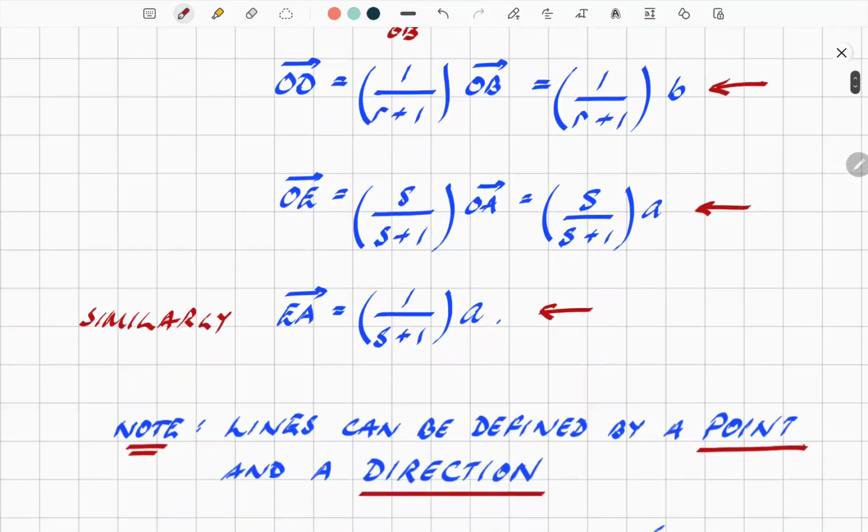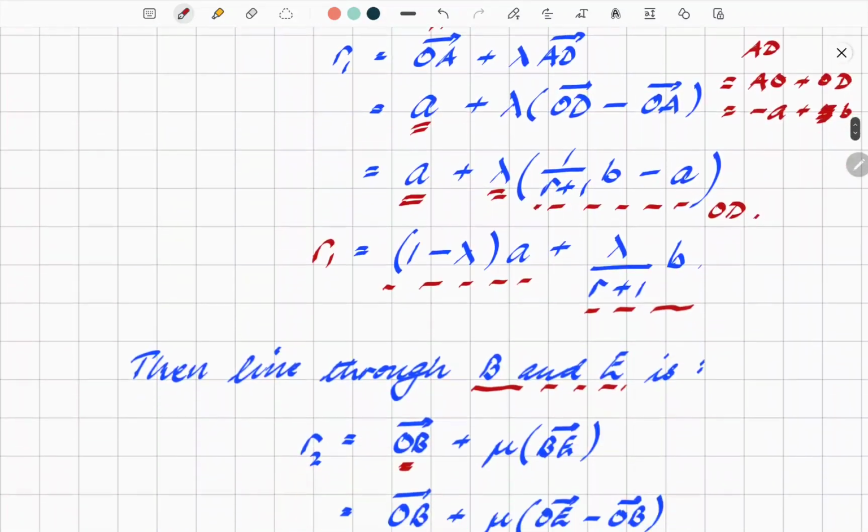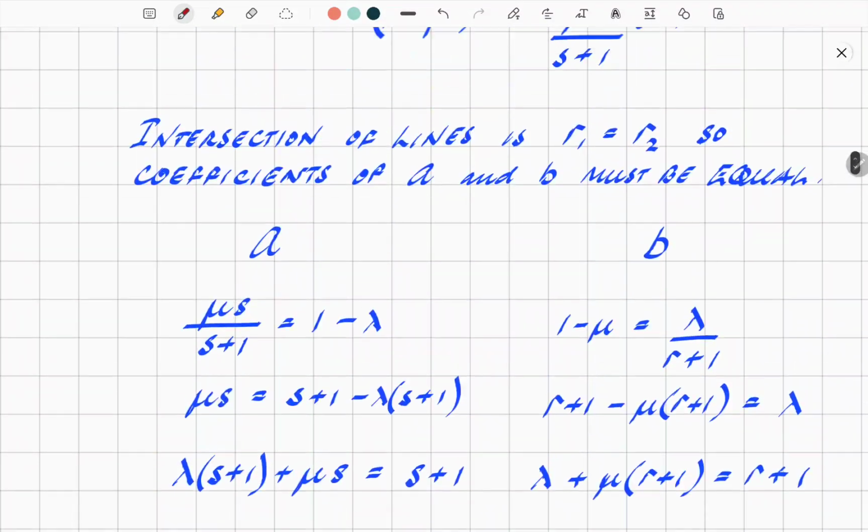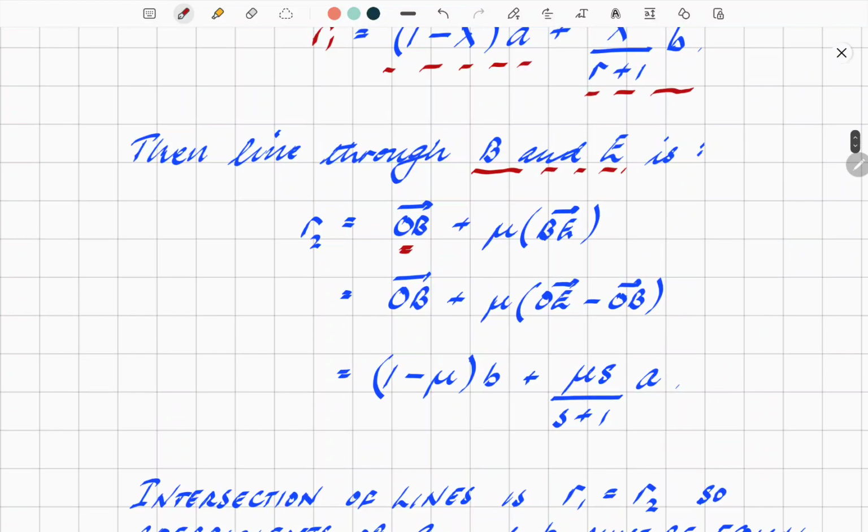Okay. So coming back down here again. There we are. Right. So again, inserting the bits that we do know and expanding everything out, it's exactly the same format. We get 1 minus mu times B and mu s over s plus 1 A. If you need to pause here and just verify that for yourself, then please do so.